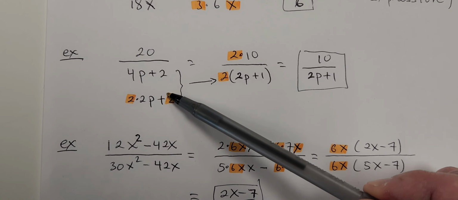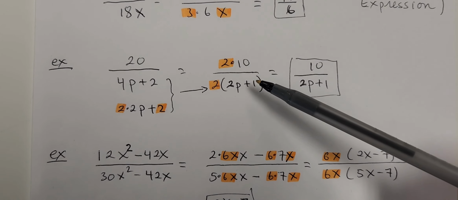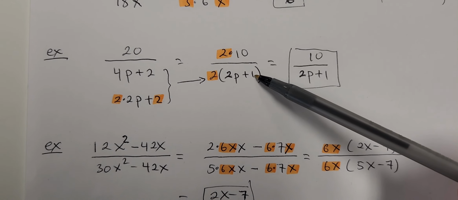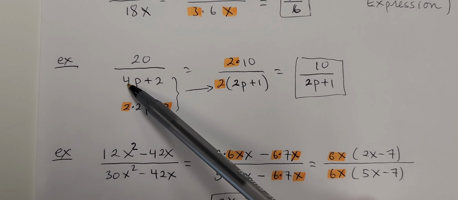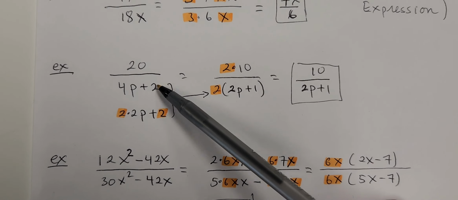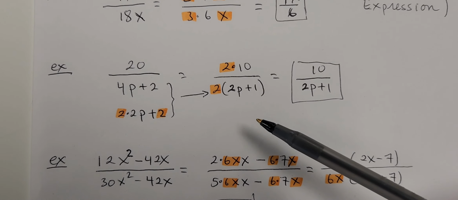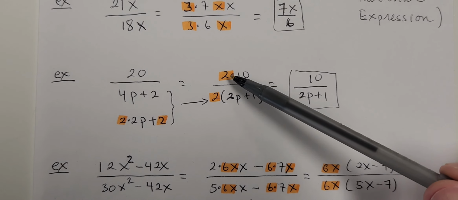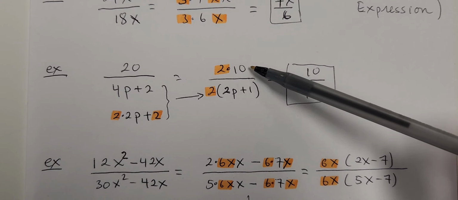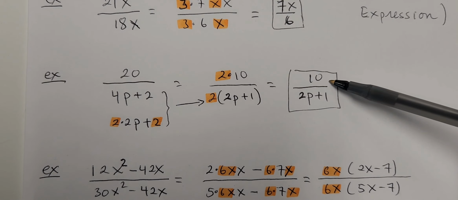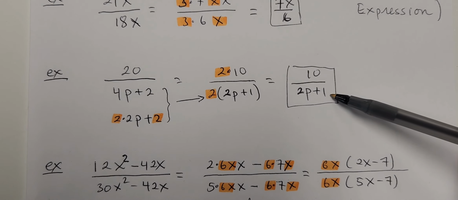Since I took everything out of this 2 right here, there should be a 1 here, never 0. So be very careful. I took out a 2 from here and a 2 from here. Then what I have left is 2p plus 1. And after that, anything that looks the same, cancel. So these 2s cancel. Anything that I did not cancel becomes the final answer. So in this case, 10 over 2p plus 1.